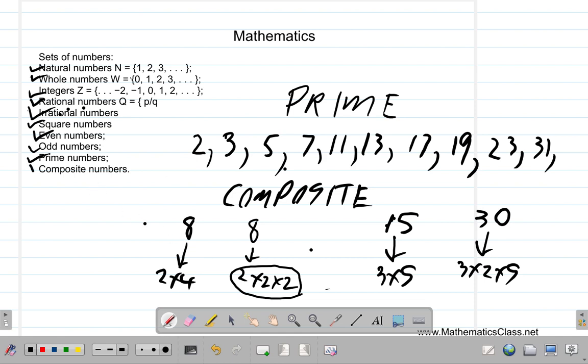So we looked at these sets of numbers: natural, whole, integers, rational, irrational, square, even, odd, prime, and composite numbers. So, in terms of what's going on, that's it for this video.